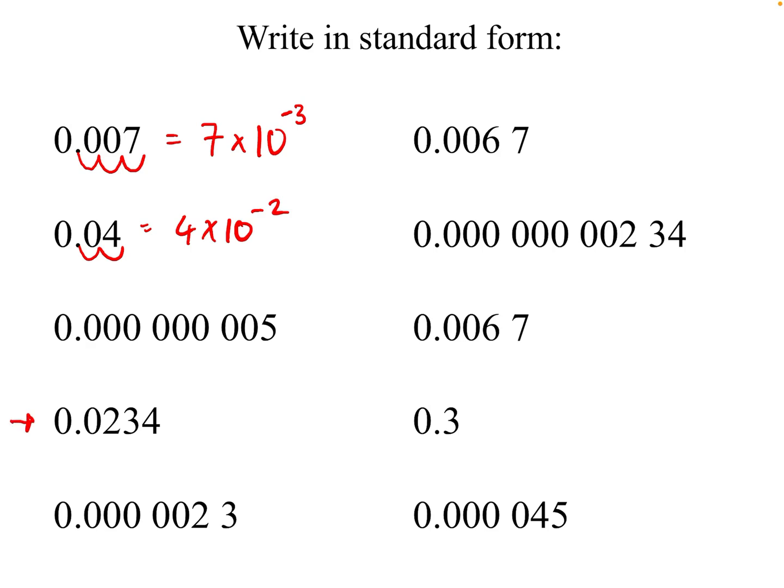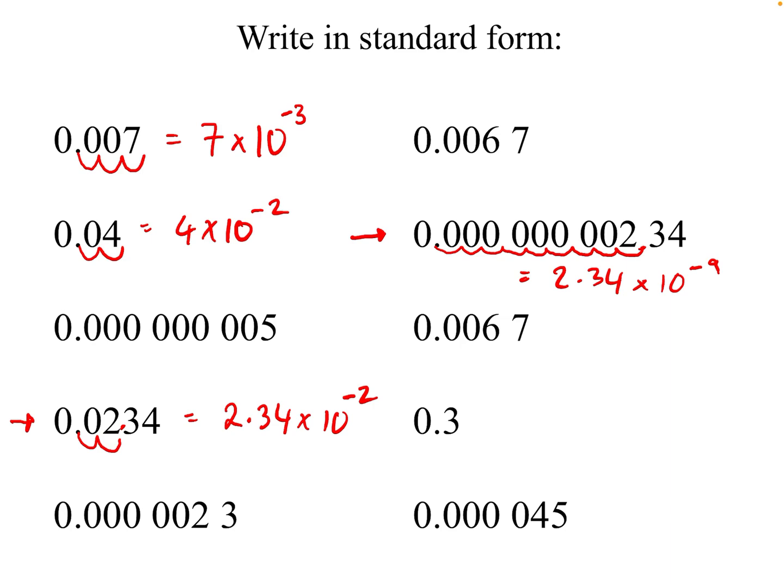Let's do this one here. The number between 1 and 10 will be 2.34 times 10 to the power of, we only want to take it to where the decimal point now needs to be, which is in here. It's only 2 places, so the answer is -2. What about this one here? Let's just do one more. Again, it's going to be 2.34. How many places to get it to here? 1, 2, 3, 4, 5, 6, 7, 8, 9. So it's times 10 to the power of -9. 2.34 times 10 to the -9.